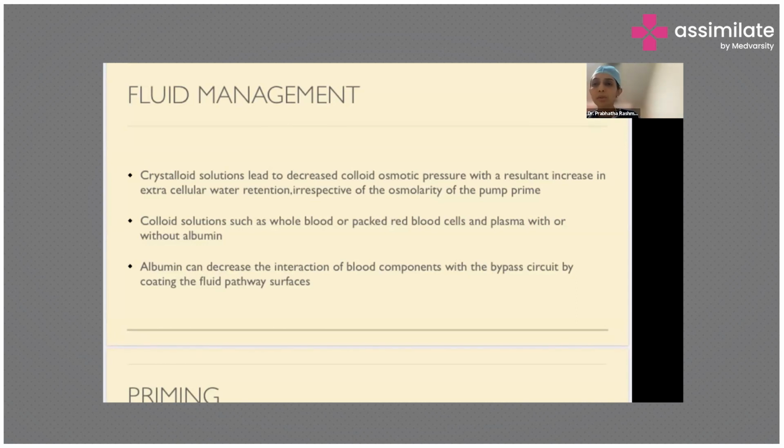The colloid solution can be whole blood or packed red blood cells, and like I told you, FFP or albumin. These are the choices that we have. The idea is we need to maintain the colloid osmotic pressure, and we need to maintain the hemoglobin levels of the patient while on cardiopulmonary bypass. Keeping these two in mind, the choice is made. Albumin is a better choice because it decreases the interaction of blood components with the circuit.